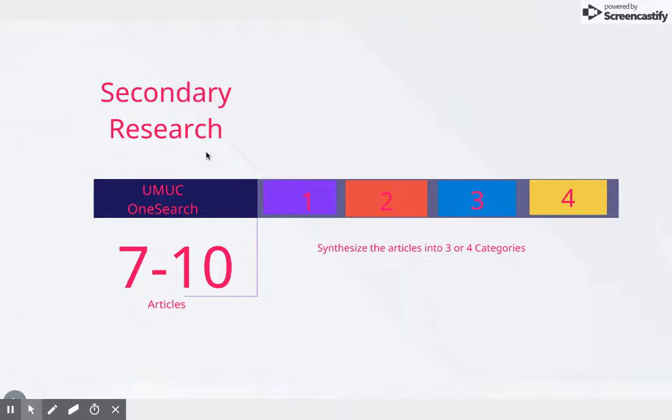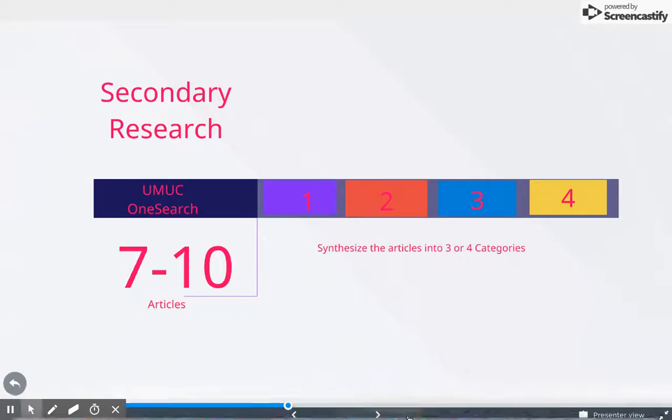Completely removed is any first-person reference. None of these ideas are yours. These are ideas of professionals in the industry, of whatever the barrier or situation you've selected. They have researched it. That's why it's called secondary. It doesn't come from you. You are reporting on what others have said or researched.